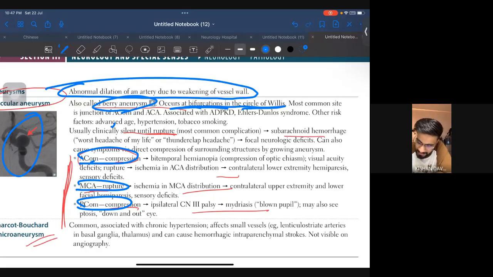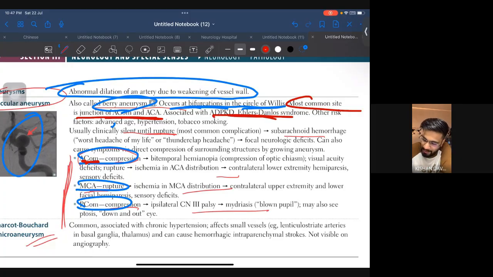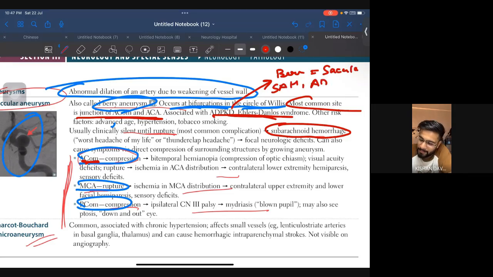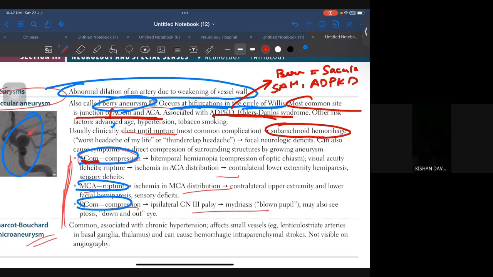What you need to remember here is the most common site: ACOM and ACA. It is associated with ADPKD and Ehlers-Danlos. When we were discussing renal pathology, I told you ADPKD is something you must remember. It is very important. Berry aneurysm is clinically silent until rupture, and it is seen with subarachnoid hemorrhage. So three things to remember: berry aneurysm is similar to saccular aneurysm, it can occur with subarachnoid hemorrhage and with ADPKD, and the most common location is anterior communicating and ACA.